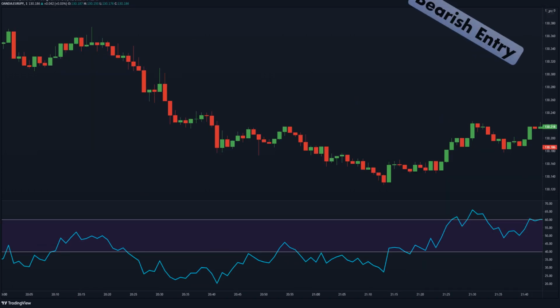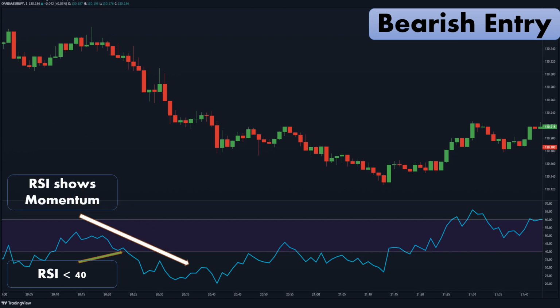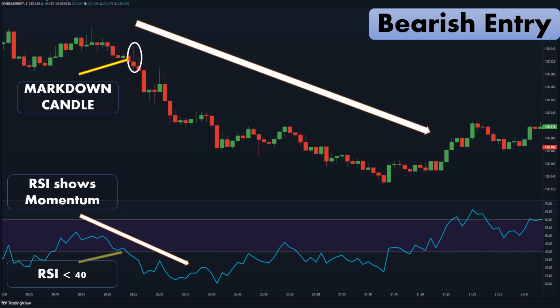Another example for bearish entry. Now we see the EUR/JPY chart where the RSI is gradually moving towards 40, and this RSI momentum shows great strength. So as per our strategy, as soon as the RSI crosses below 40 levels, we enter the trade on the low of our markdown candle. You can see how sharply the price fell down, and we were rewarded 5 times from our entry price.